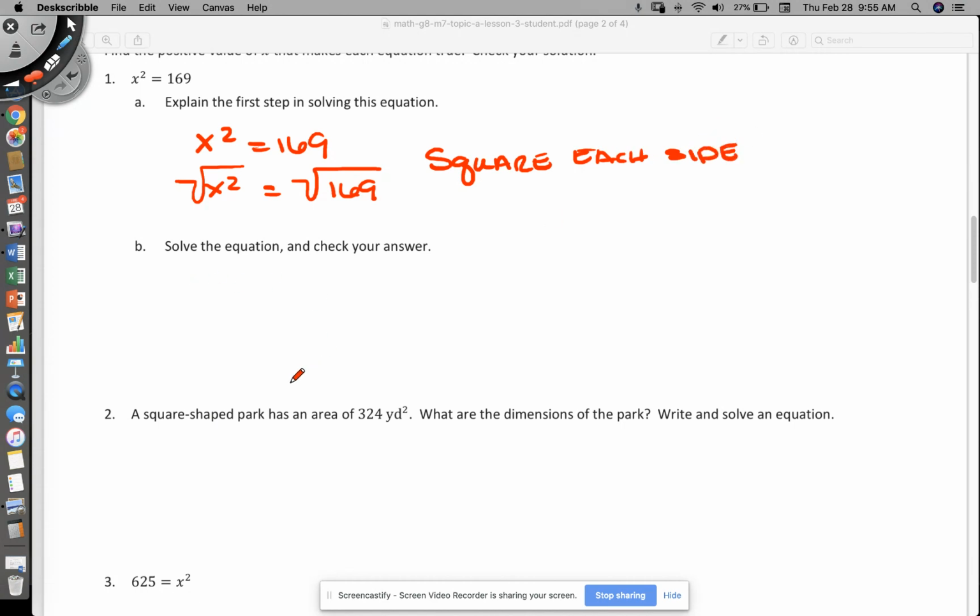All right, now B wants me to actually solve this. So when I square root an x squared, it becomes a single x. And when I square root 169, I get 13, but it's a plus or minus 13. And that's my answer. All right, let's look at 2.